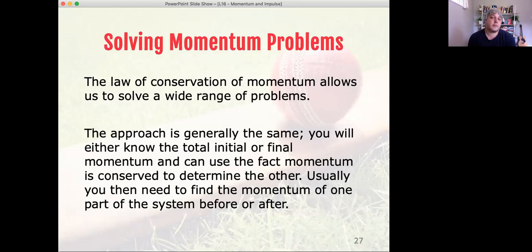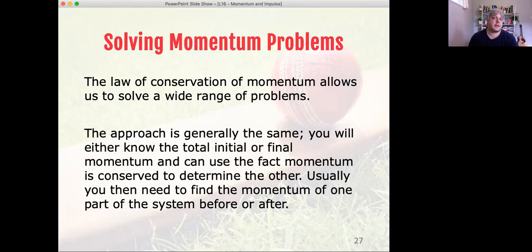The law of conservation of momentum does allow us to solve a wide range of problems. The approach is generally going to be the same. You will either know the final momentum or the initial momentum of the whole system, or you'll be given the information to figure one of them out. Once you can figure one of them out, you then use the fact that momentum was conserved to figure out the other one. If you figure out the initial, you then know the total final is going to be the same, and vice versa.